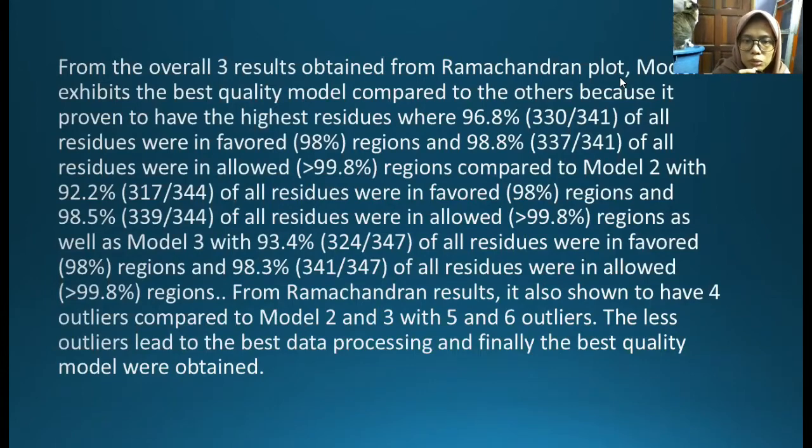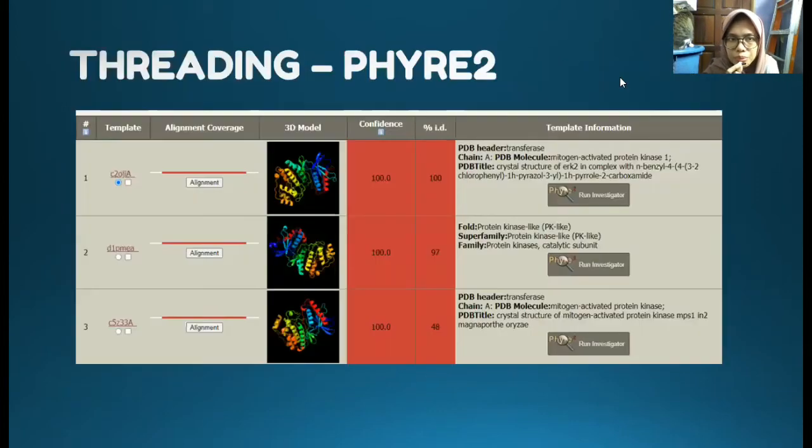Okay, from the MolProbity result also, it shows that model 1 has 4 outliers compared to model 2 and 3 with 5 and 6 outliers. The fewer outliers lead to the best data processing and finally the best quality model was obtained. Because fewer outliers means that the error of the data processing is also less. So it leads to the best quality model.